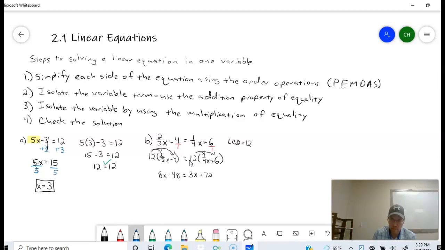Now I need to get my variable terms on one side and my constant terms on the other. So I could either subtract 8x from both sides, or I could subtract 3x from both sides. I personally like positive numbers. I'm going to subtract 3x from both sides. Since I'm going that direction, I'm going to add the 48 to both sides to move it to the other side.